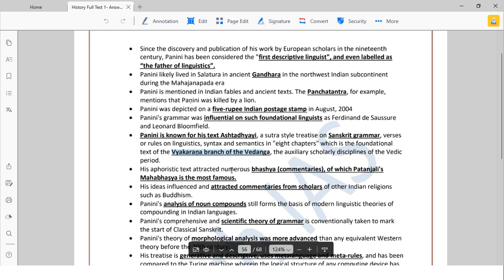His text attracted numerous bhashya, that is commentaries, of which Patanjali's Mahabhashya is the most famous. Okay, so like I told, when somebody writes something, many others later will try to read it and understand it and give commentaries on what their perspective is. Okay, so that interpretation is called Bhashya, and the most popular of those is Patanjali's Mahabhashya, which is about the same thing, Panini's Ashtadhyayi textbook.